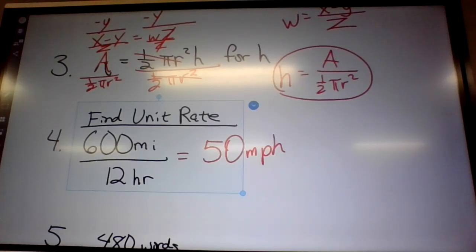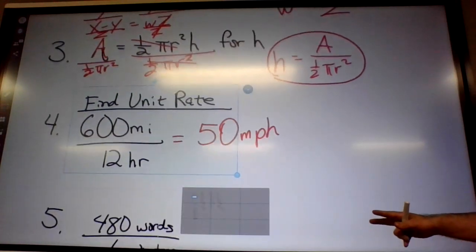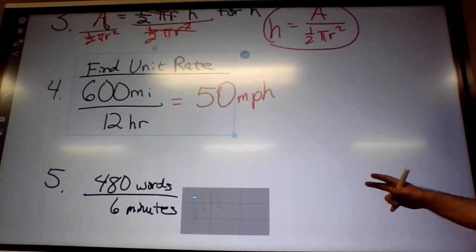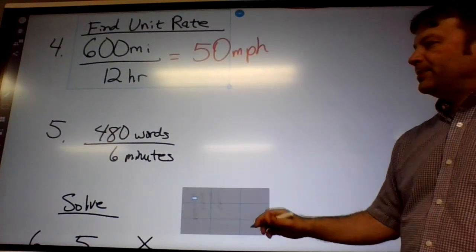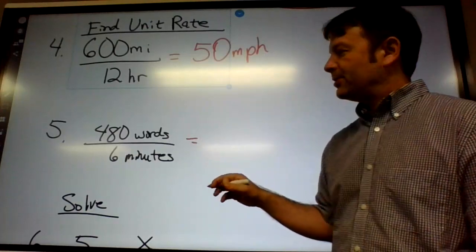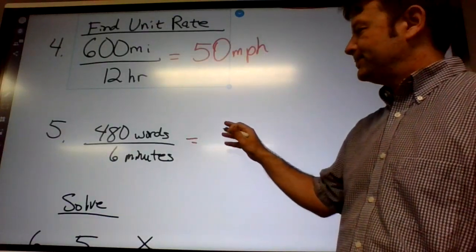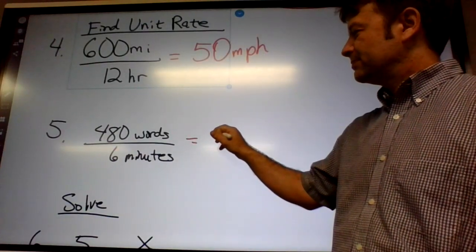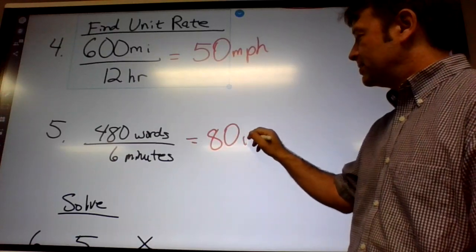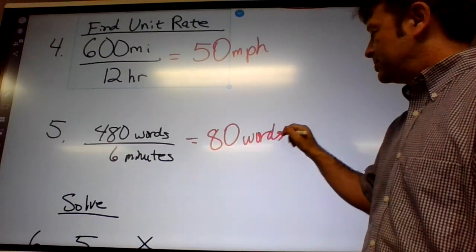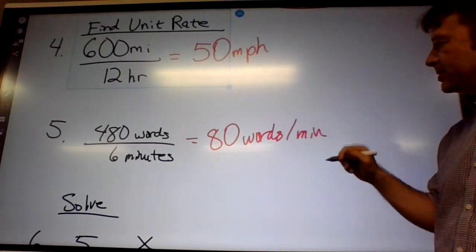Wait, how do you do that? Just divide it. Yes. Unit rate is how many of these can we get for one of those? So just 600 divided by 12. Yep. Same thing on this. How many times does 6 go into 480 or 48? 8. So 80 words a minute.